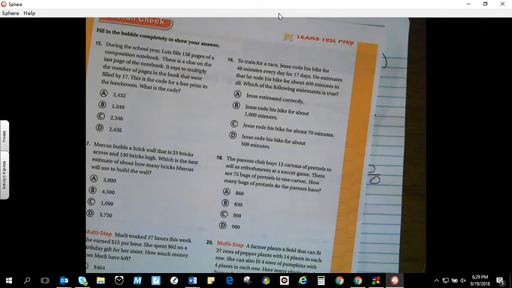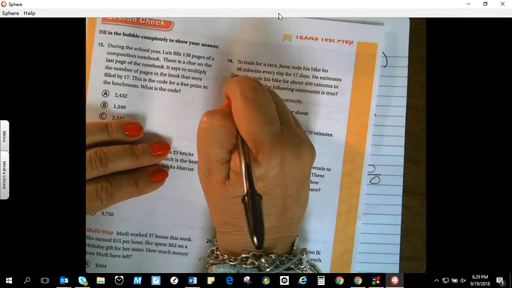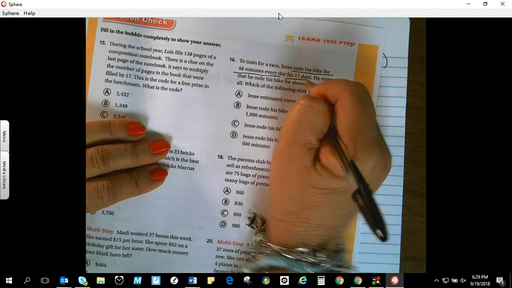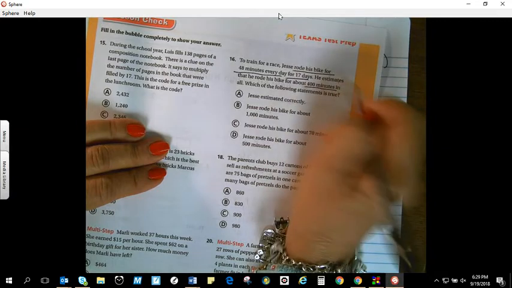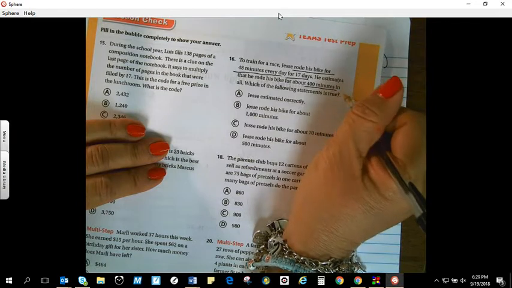To train for a race, Jesse rode his bike for 48 minutes every day for 17 days. He estimates that he rode his bike for about 400 minutes in all. Which of the following statements is true? All right, so we're looking at what's true. Here's what we know. To train, Jesse rode his bike for 48 minutes, and he did that for 17 days. He estimates that he rode his bike for about 400 minutes in all. Of the following statements, what is true?